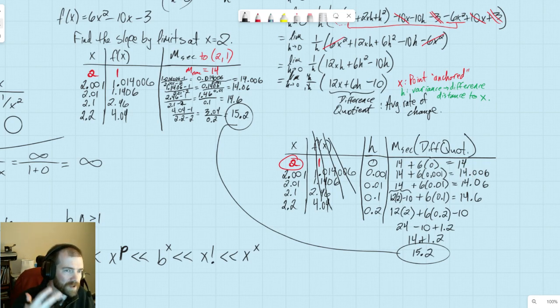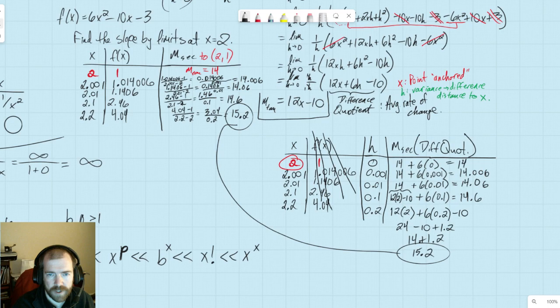Which then, this becomes the really important part. This is the slope of the tangent line, which we already said from above was going to be our limit value here. So we plug in the limit h equals 0, and we end up with 12x minus 10. So the slope of the tangent at any particular x value is going to get us 12x minus 10 for the slope of the tangent line to that particular parabola. That's the equation up here. So 6x squared minus 10x minus 3.